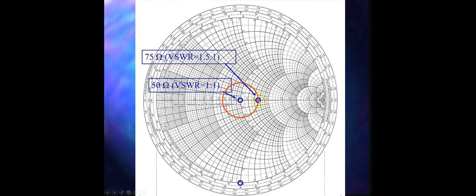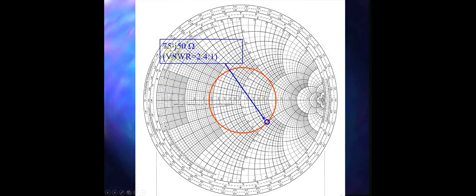So if we plot here, with respect to this origin, and draw the circle, then again it will come at this point, which is 1.5. So you will have a 1.5:1 ratio.